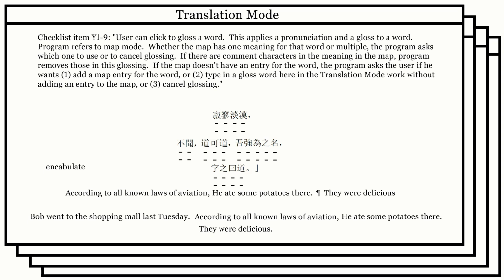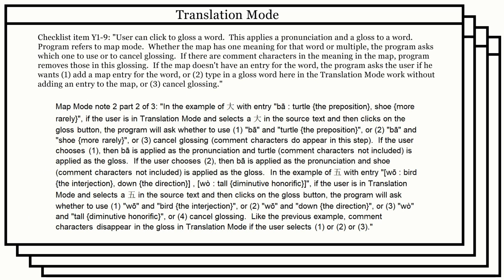If the map doesn't have an entry for the word, the program asks the user if he wants 1, add a map entry for the word, or 2, type in a gloss word here in translation mode without adding an entry to the map, or 3, cancel glossing. Let's have a closer look at that process. Map mode, note 2, part 2 of 3.